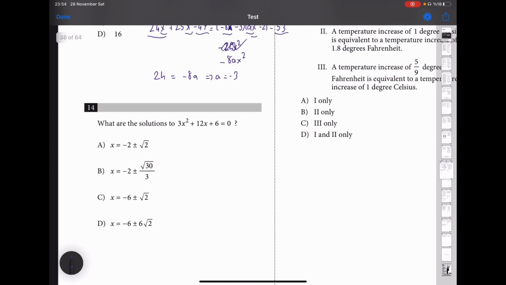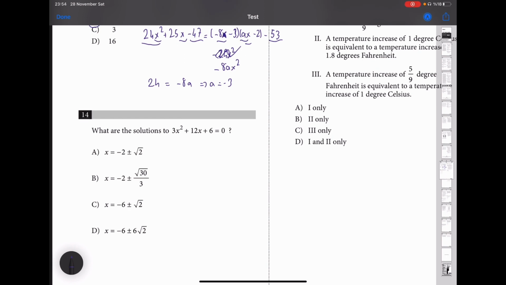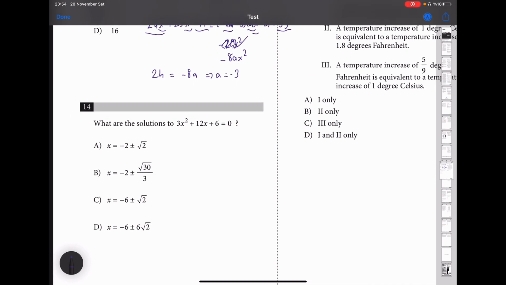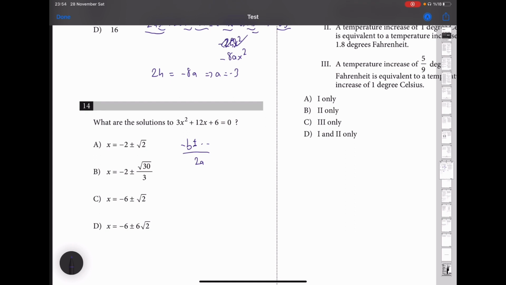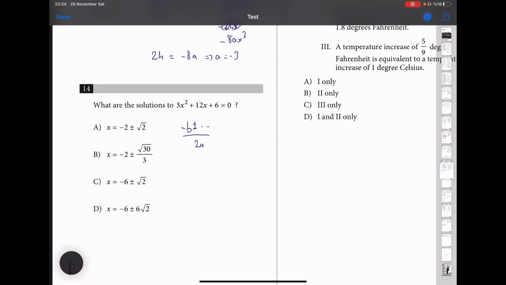What are the solutions to 3x squared plus 12x plus 6 equals 0? Okay, I'm sure you know the quadratic formula, x equals minus b plus or minus something, over 2a. But I do not want to solve this by using that. I will use something else. I hope you will enjoy.